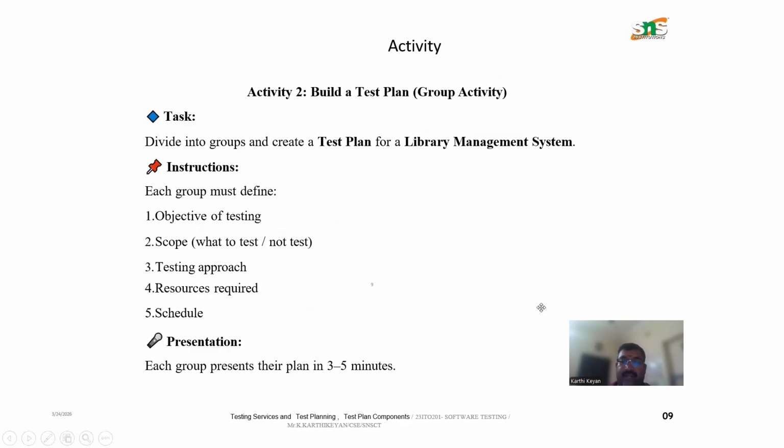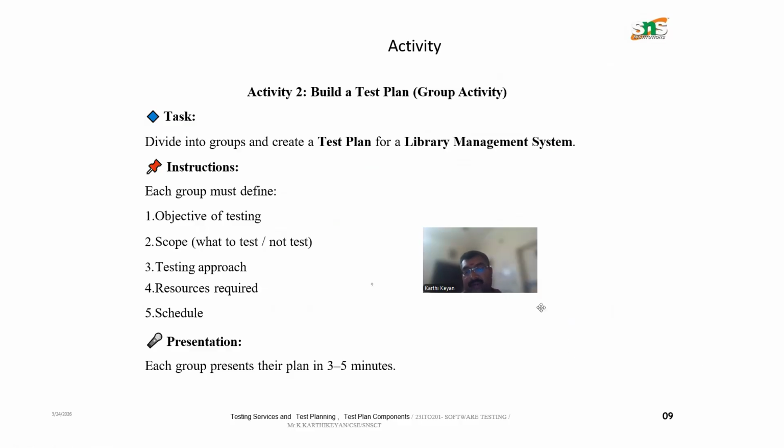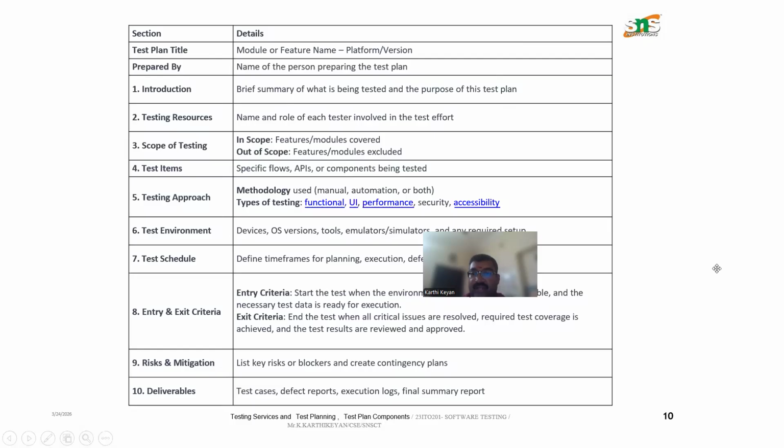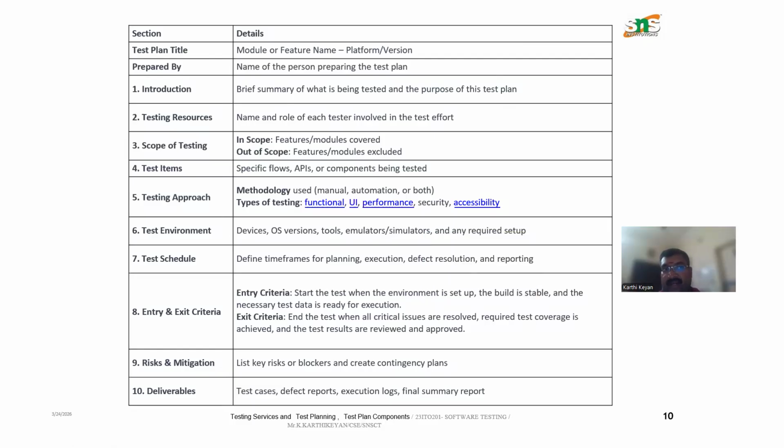This is my activity, divided into groups of test plans. For example, library management: define your scope, objective, scope, test approaches, resources required, and schedule. You can give a presentation of 3 to 5 minutes. So this is one of the test plans: title, introduction, testing resources and scope, test items, testing approaches, test environment, test schedule, entry and exit criteria, risk and mitigation, and deliverables.